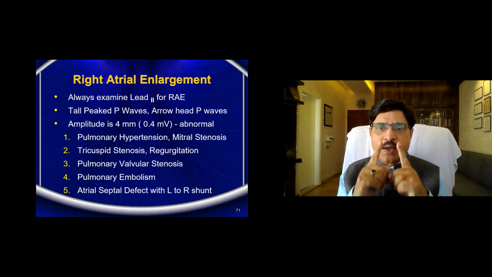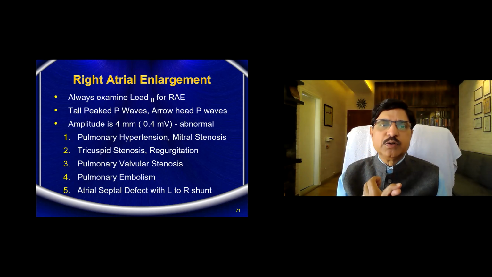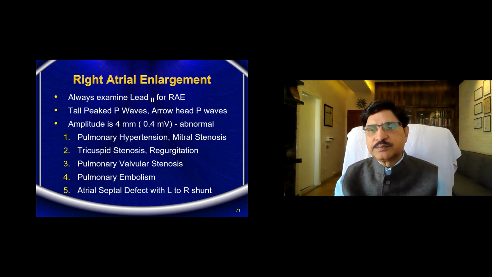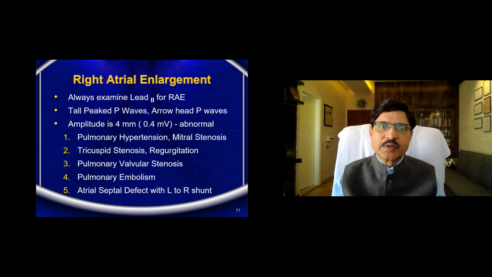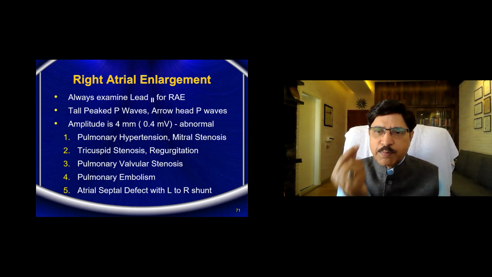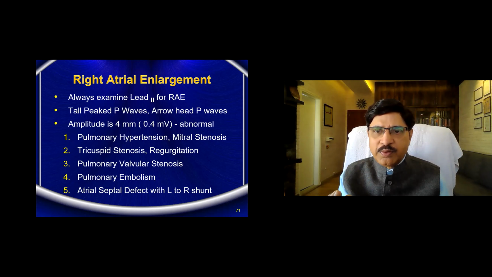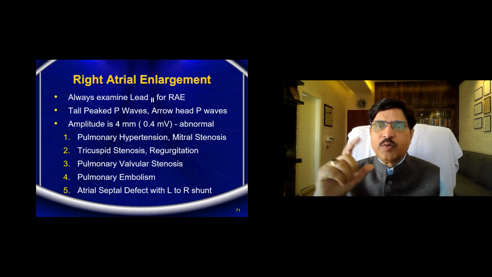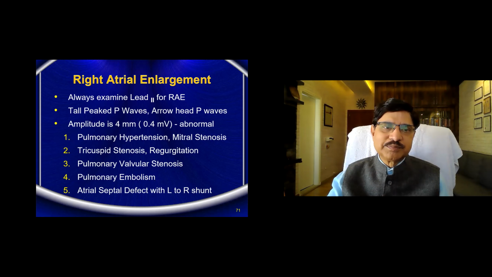The moment I see an arrowhead P wave, is it pulmonary hypertension? Is it mitral stenosis? Is it tricuspid valve stenosis or tricuspid regurgitation, or pulmonary stenosis, or pulmonary embolism, or ASD with shunt? See, by looking at a small piece of information in the ECG in lead 2, you can narrow your diagnosis to these 4 or 5 things. Always try to immediately explain clinically why it occurs.